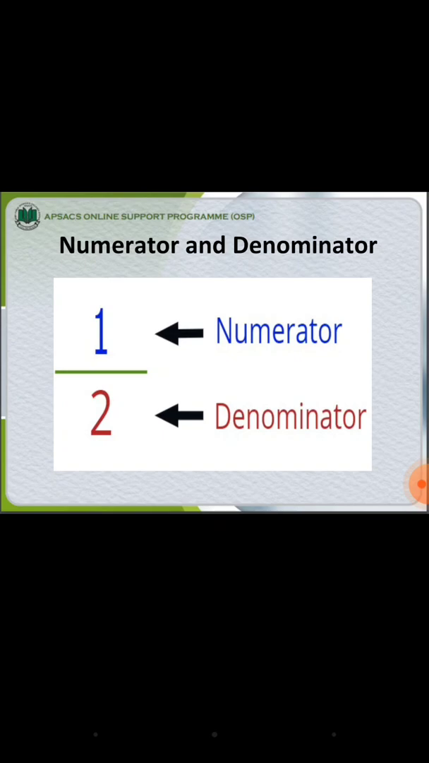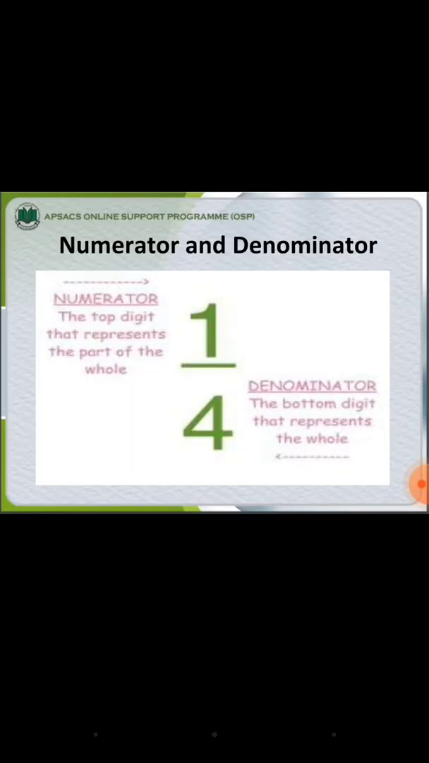Now what is numerator and what is denominator? The lower value of the fraction is called denominator and the upper value is called numerator. Numerator is the top digit that represents the part of the whole, and denominator is the bottom digit that represents the whole number. For example, if you divide a circle in 4 parts, then denominator will be 4. And if the shaded part of the circle is one portion, then 1 will be the numerator.